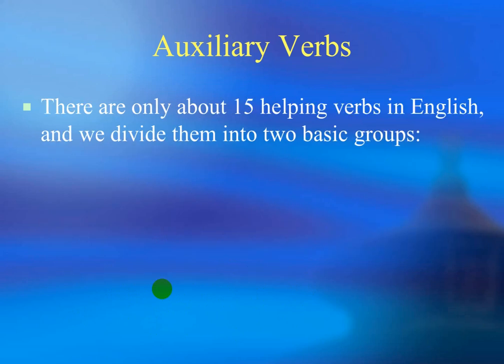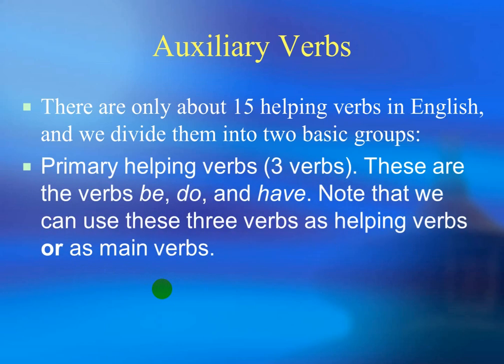There are only about 15 helping verbs in English, and we divide them into two basic groups. Primary helping verbs, وهم اللي هنشتغل عليهم اليوم، الأفعال المساعدة الأولية. These are the verb to be, the verb to do, and the verb to have. Note that we can use these three verbs as helping verbs or as main verbs.